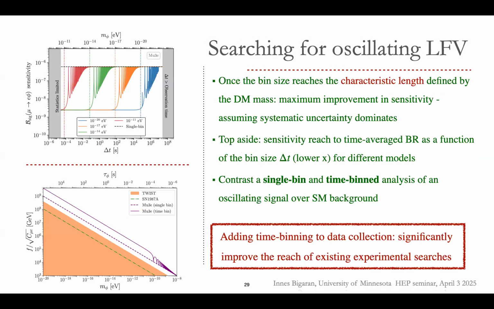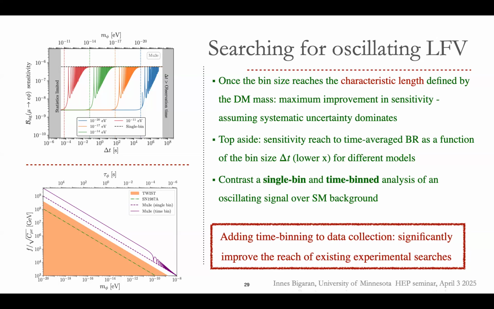Awesome. So what happens is essentially we look for a constraint on the time average branching ratio, which is given here on the y-axis, against the binning size. So this is the bin size in time. And as we increase the bin size, we're not able to resolve the different oscillations if they were to be occurring in a particular model. The different colors here correspond to different masses of the ultralight scalar, which will have a different characteristic period and therefore require a different bin size to maximize the resolution of potential oscillations.